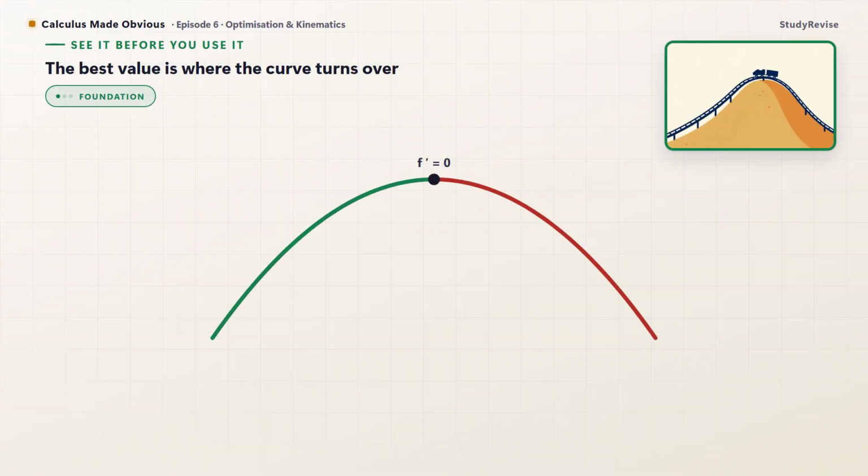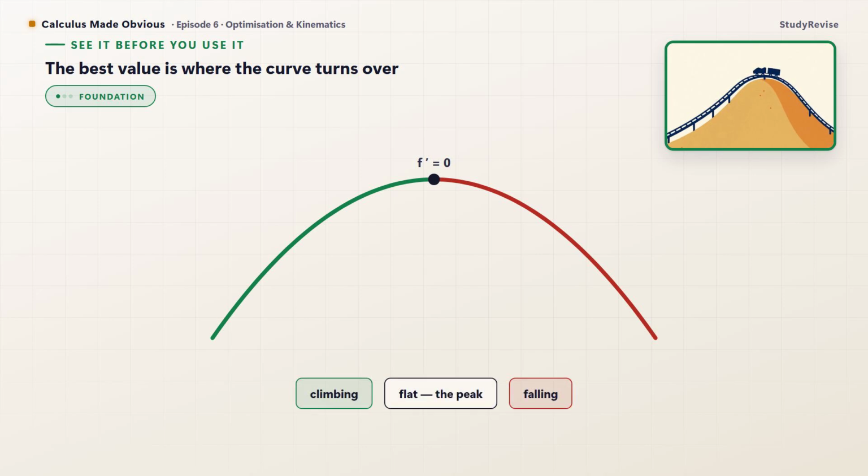underneath. Let me show you why f prime equals 0 is the right tool for finding the best value, because it is worth actually seeing rather than just accepting. Picture any quantity that rises to a peak and then falls again. Profit, volume, area, whatever the question is dressed up as.